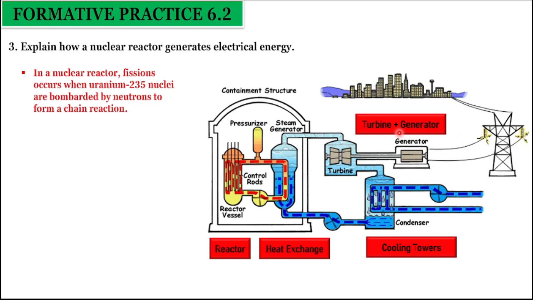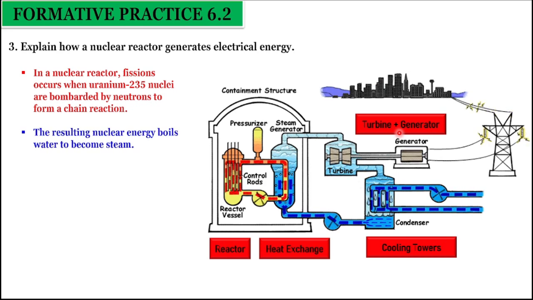Okay, 1. In a nuclear reactor, fission occurs when uranium-235 nuclei are bombarded by neutron to form a chain reaction. Soal nombor 2 tadi kita dah faham kan? Okay, number 2, the resulting nuclear energy boils water to become steam. Because of chain reaction, they release a large amount of energy. That energy can boil water and become steam.